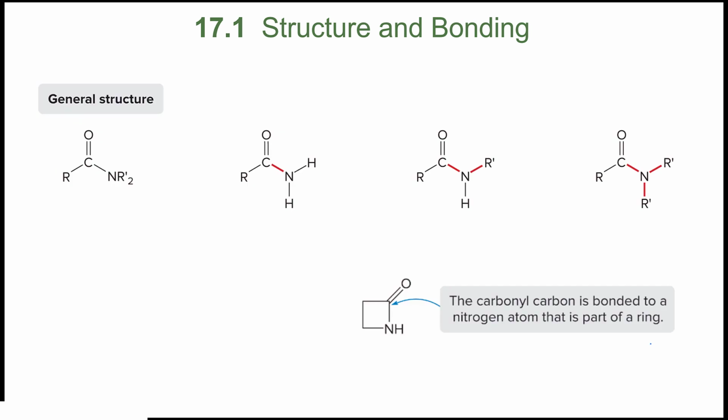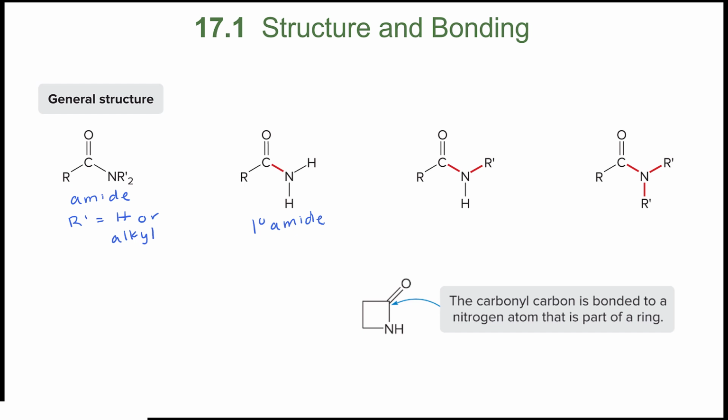This is the general structure of an amide. That R prime there can be hydrogen or an alkyl group. So you can have two hydrogens there, or you can have one alkyl group and one hydrogen, or two different alkyl groups. If you have just hydrogens on there, this is a primary amide.